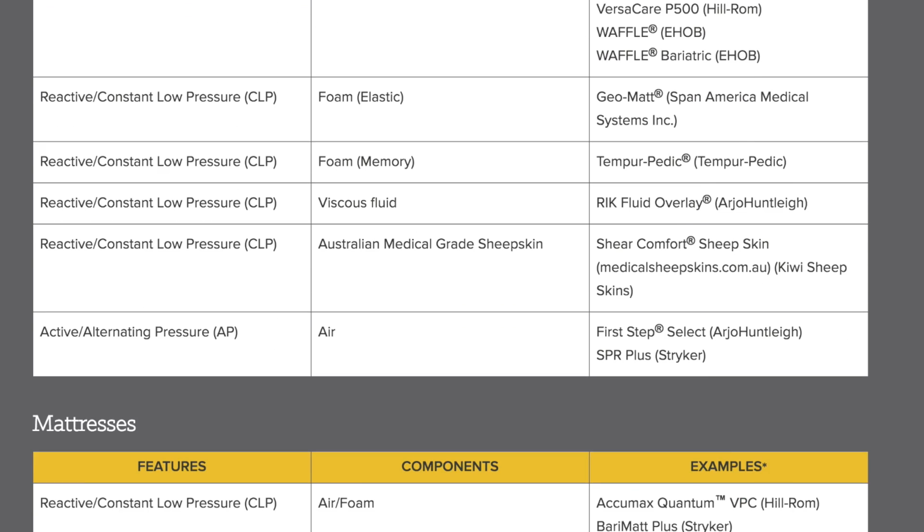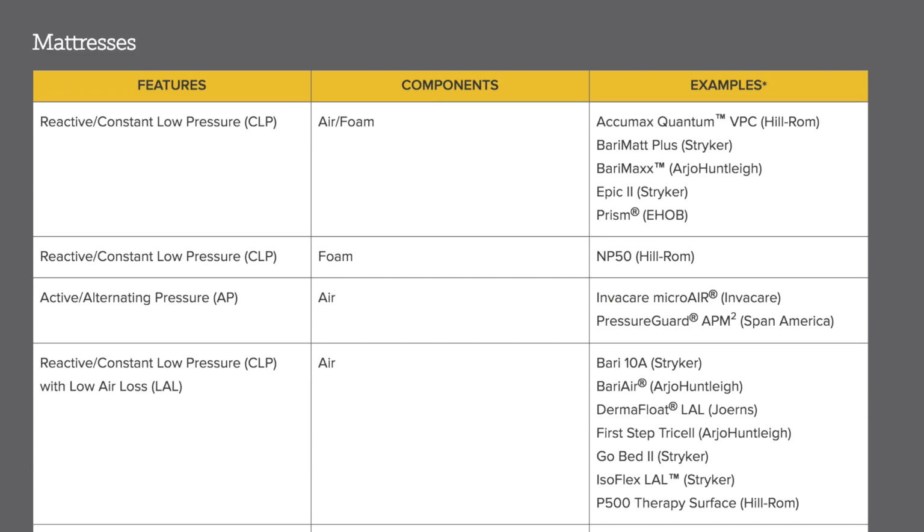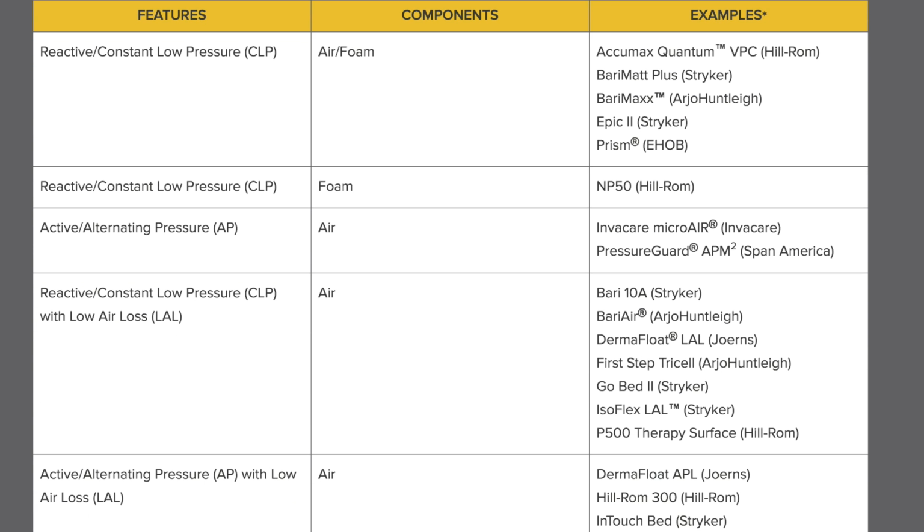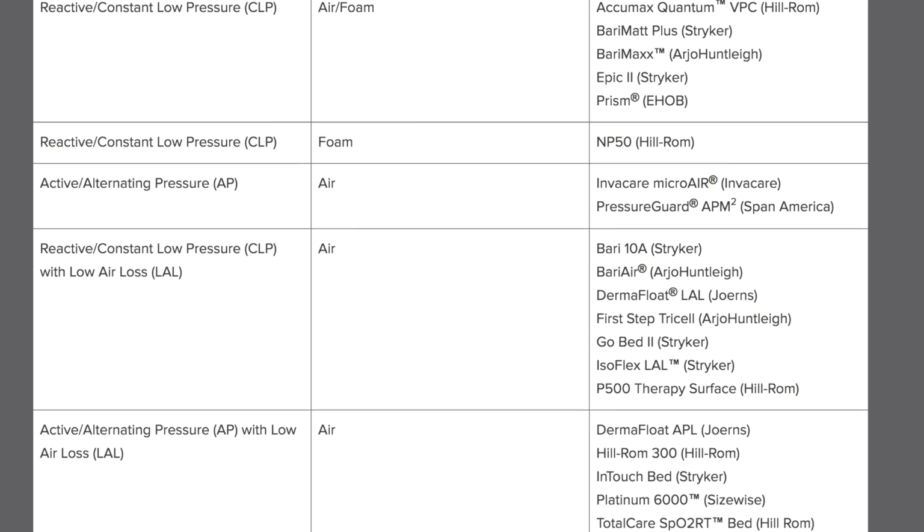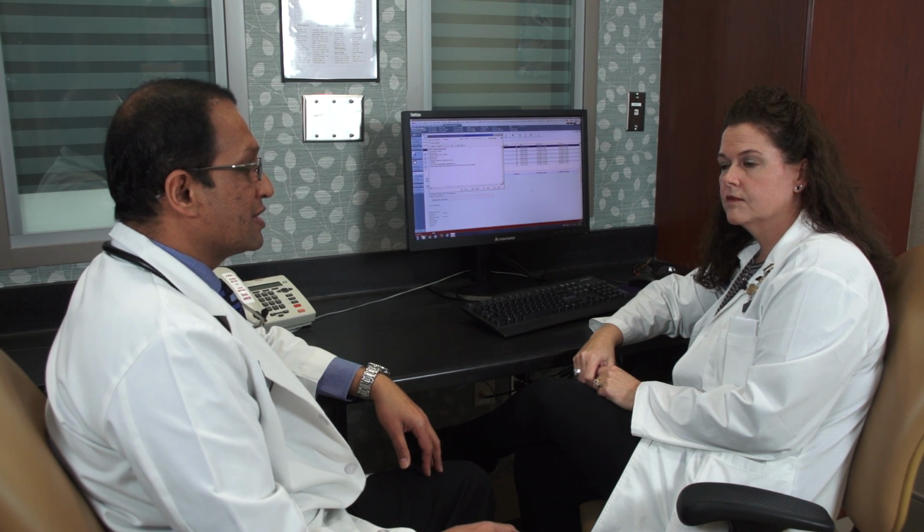Scrolling down to mattresses, we come to the constant low pressure with low air loss. In the column that is the farthest to the right, we see a representative list of those manufacturers and products that deliver that therapy. The products we use here at Cone Health are on that list. It's really easy to use. It helped narrow down the support surface options that we have available. See, now you don't even need us. Well, we know that's not true, but it is a really helpful tool when you're not around.